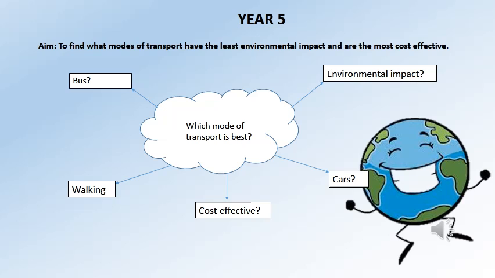Since we're talking lately about ways we can minimise our environmental footprint, we're going to look at what impact different modes of transport have on the environment. However, we will need to use maths to figure out which is our number one option, and also to understand why this one is the best. So our aim today is to find out what modes of transport have the least environmental impact and are the most cost effective.